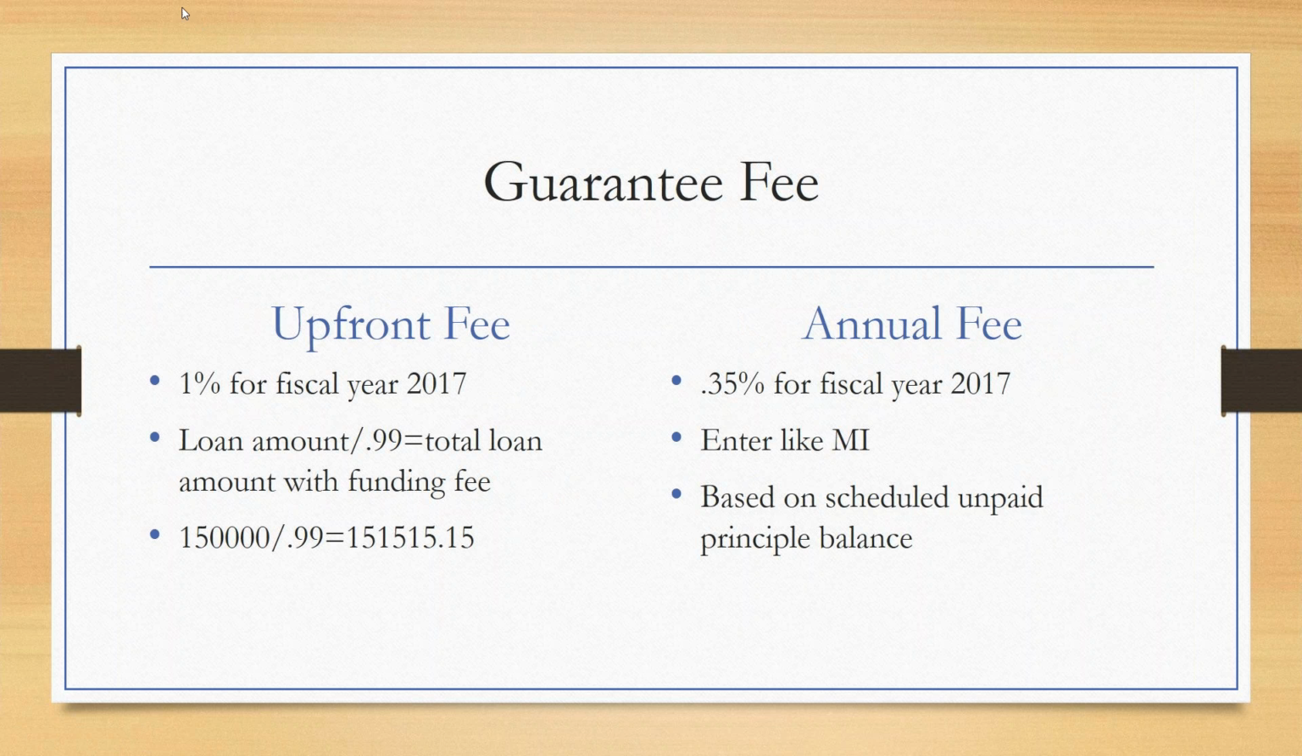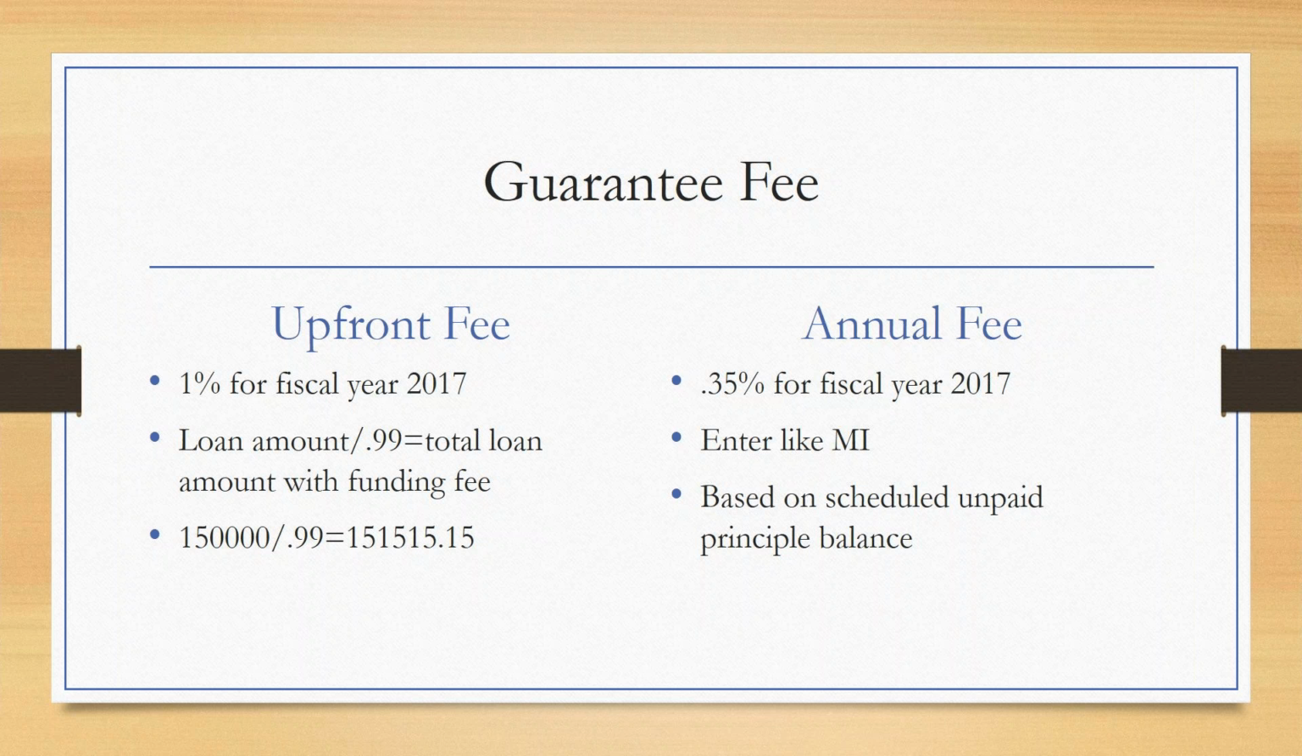Then we've got that guarantee fee. So the guarantee fee is similar to FHA's MIP or that VA funding fee, except a little bit different in how it's calculated. So it changes annually at the fiscal year, which I believe is October. So they'll send out a notice in September for what the fiscal year percentages will be for the next year. This year it's 1% for the upfront fee and 0.35% for the annual fee.